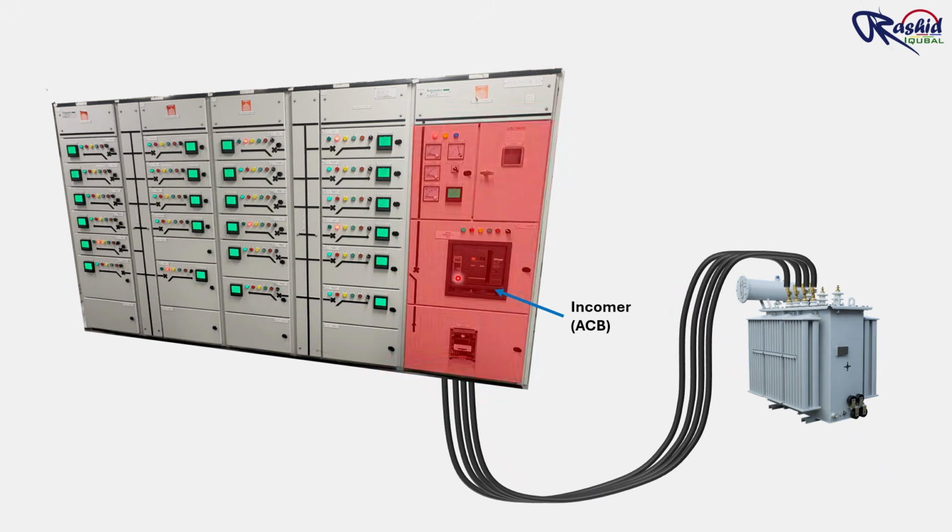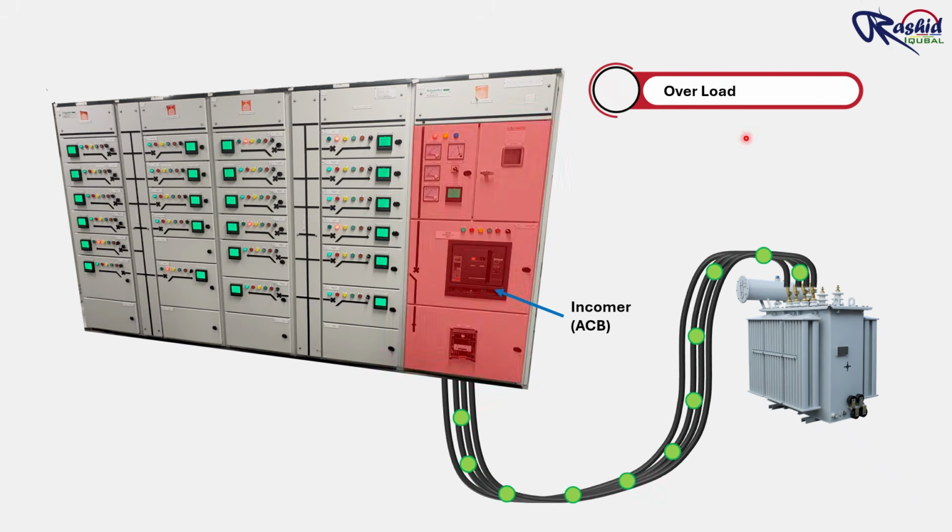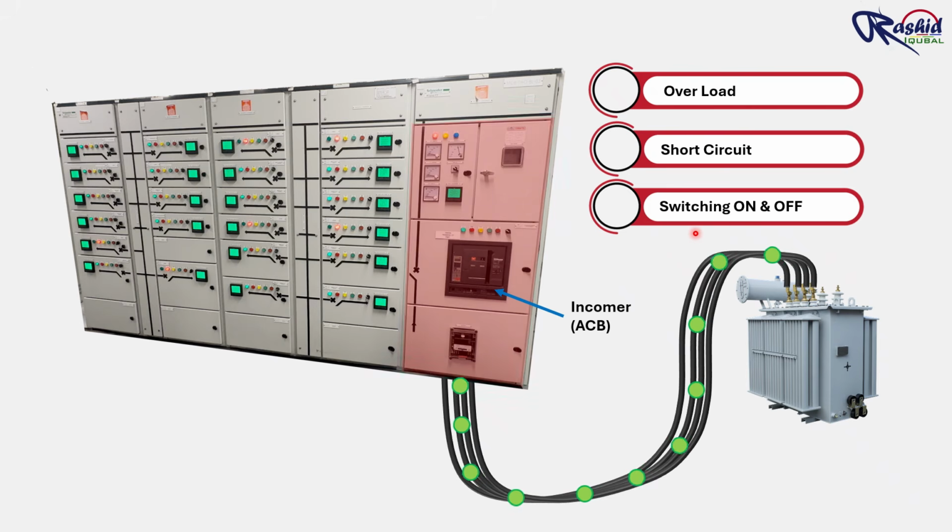And here we install ACB, which is air circuit breaker. This is the main entry point of power into MDB. Power coming from transformer enters through this ACB. Now why we use ACB here? Because incomer handles very high current. So we need a breaker which can safely switch on or off and protect the system. ACB provides protection against overload, short circuit and also allows us to switch on and off the entire MDB. So you can think of this incomer cubicle as the main gate of electricity.